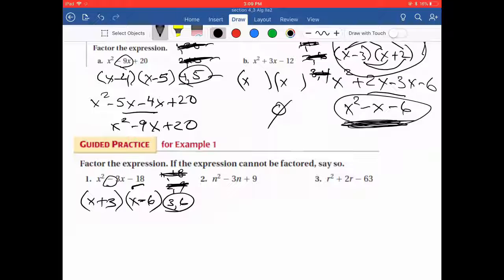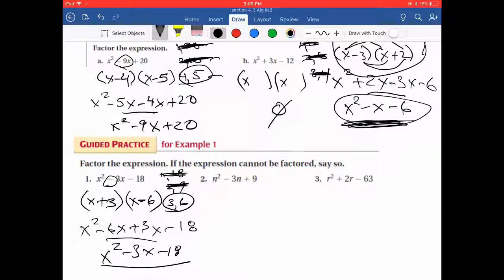because negative 6 times positive 3 gets me the negative 18. That's good. So I'll go through all the FOIL to make sure that it works. X times x is x squared. X times negative 6 is negative 6x. 3 times x is 3x. And negative 6 times 3 is negative 18. Combine those, you get x squared minus 3x minus 18, and it works okay.